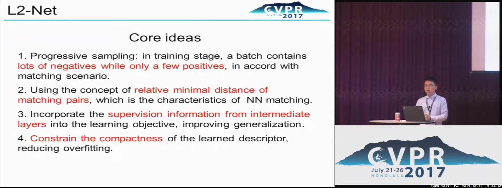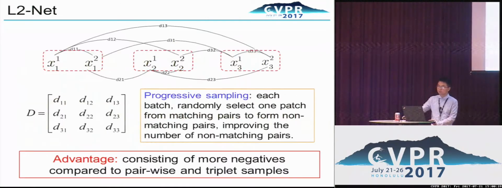Thirdly, it also makes use of additional supervisory information from the intermediate layers so as to improve the generalization ability of the obtained descriptor. Finally, the compactness of the descriptor is taken into consideration in order to reduce the risk of overfitting.